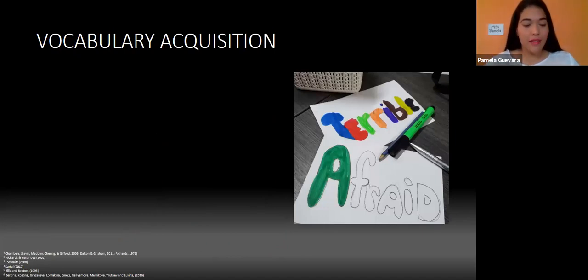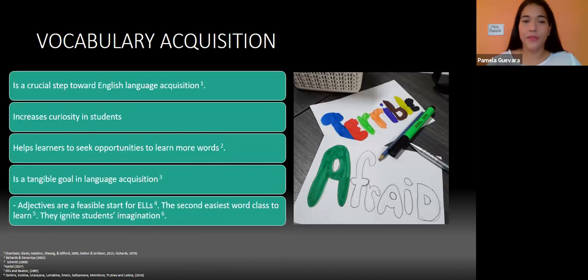Vocabulary acquisition. This is one of my variables, and I will tell you why. I was interested in teaching vocabulary to my students because it is considered as one of the first steps in English language learning. Let's think for a moment when we start speaking in Spanish. We start by saying word by word, and then with the help of our parents or teachers or grandparents, we start developing the language.